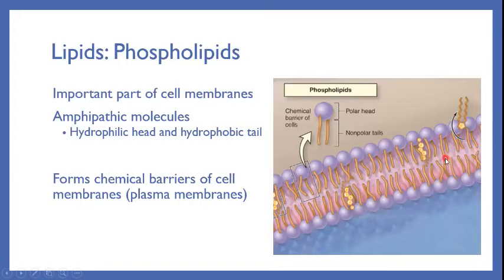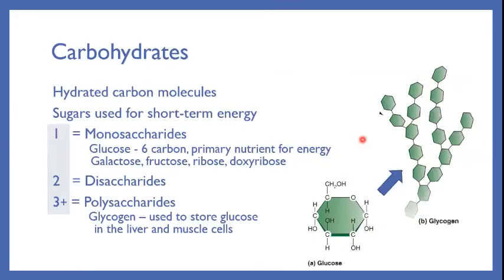This forms a chemical barrier of cell membranes called the plasma membrane that prevents the water from entering and passing through this membrane. That concludes lipids. Let's go on to carbohydrates.